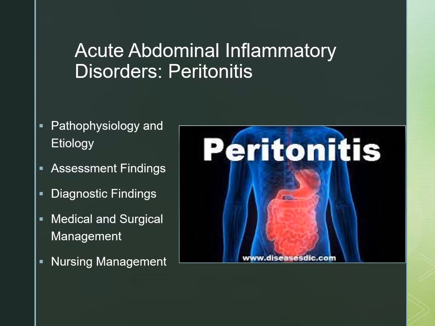Peritonitis is inflammation of the peritoneum. This is basically going to be the lining of the abdominal cavity. This can happen from a perforated peptic ulcer, a perforated bowel, a ruptured appendix, inflammatory bowel disease, ruptured ectopic pregnancy, infection from peritoneal dialysis, and it's caused by bacteria.